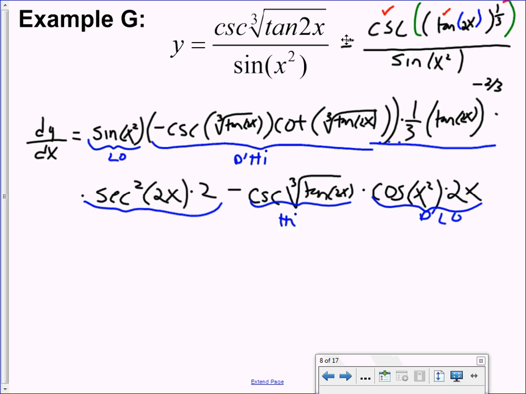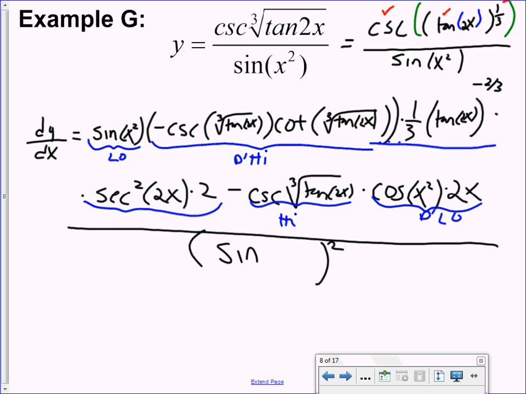So far we have low d high, big old chain rule. Less high d low, smaller chain rule. All over the denominator squared. That was a good tie.